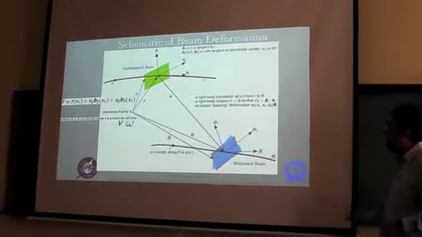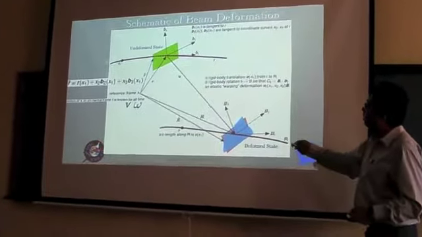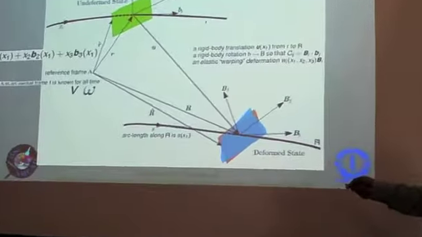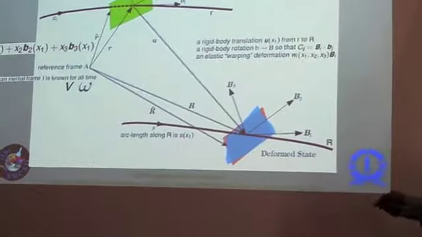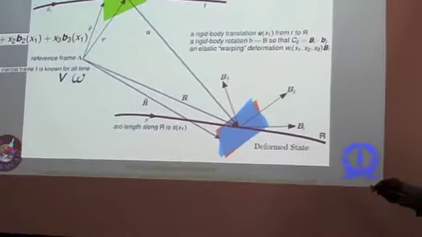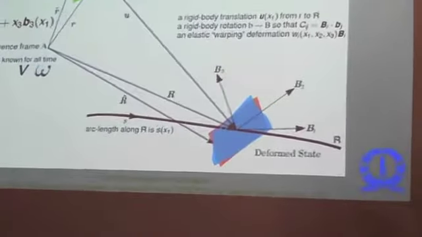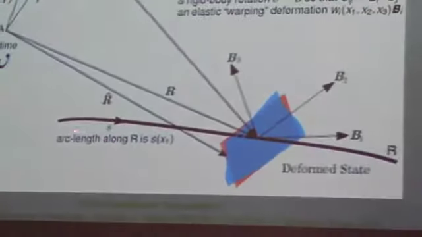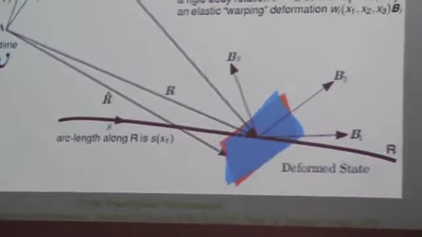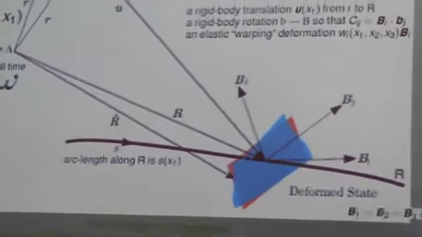Next. I mentioned this, so instead of x1 we now have s, but s is a function of x1. So in the simplest case, s will of course be equal to x1, but in general it's a function of x1. So this is the arc length along the deformed reference curve capital R.